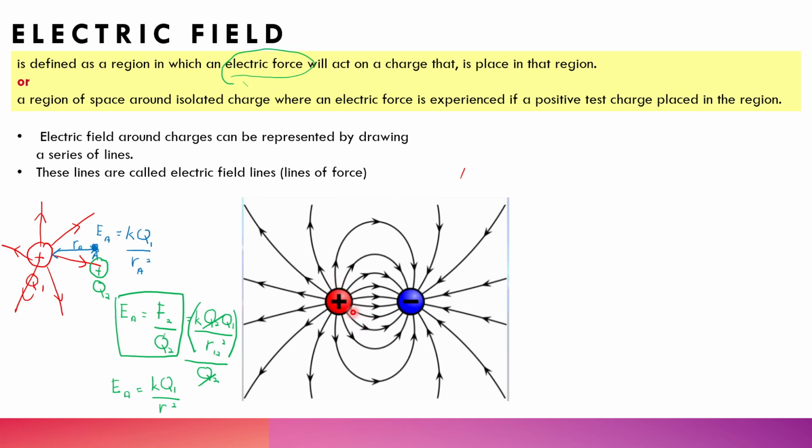Alright, so here you can see the electric field lines from the positive charge and this is the negative charge. So you must know the pattern. You must know how to draw the electric field lines around positive charge and negative charge, where the arrow for the electric field lines from the positive charge should be outward from the charge, while for the negative charge, the electric field line should be inward.